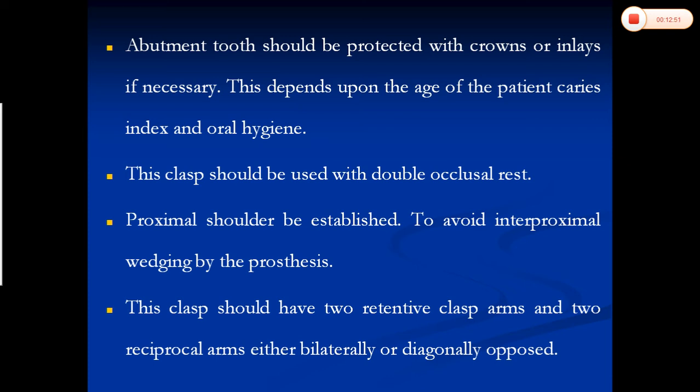This class should be used with double occlusal rest. The proximal shoulder should be established to avoid interproximal wedging by food. This class should have two retentive clasp arms and two reciprocal arms, either bilaterally or diagonally opposed.